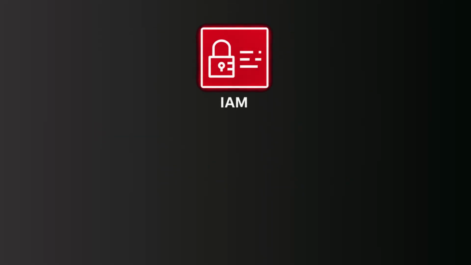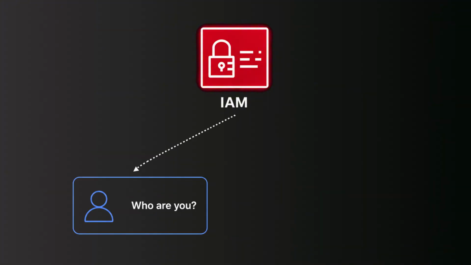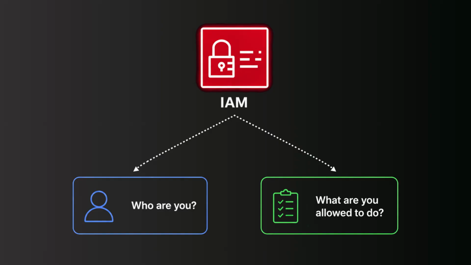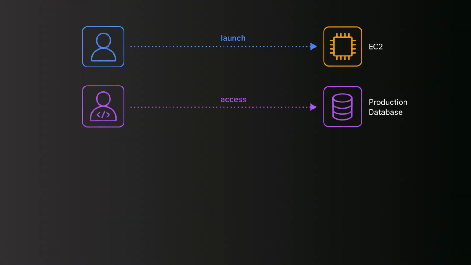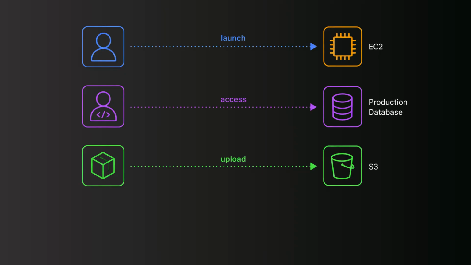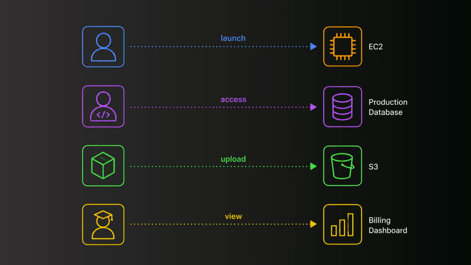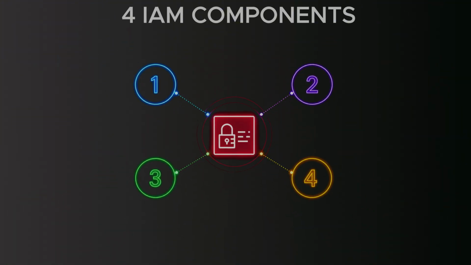The entire idea of IAM revolves around two questions: who are you, and what are you allowed to do? For example, can this user launch EC2 servers? Can this developer access production databases? Can this application upload files to S3? Can this intern only view billing dashboards? IAM handles all of these permissions. There are four major IAM components every beginner should know.